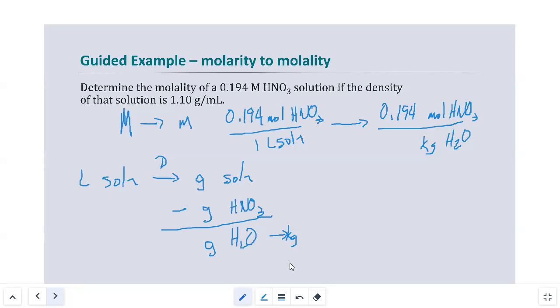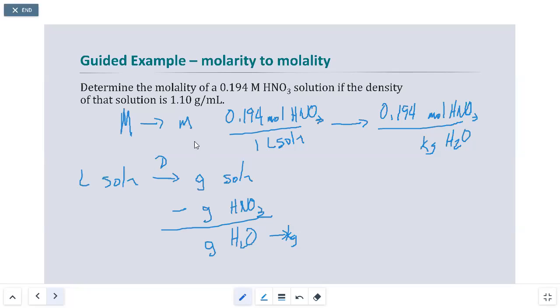Because remember, all that we had to do really in the mass percent calculations, we had to turn the moles into grams, and we had to turn the liters of solution into grams of solution by applying the density. Two relatively simple conversions. Well, these are two relatively simple conversions as well, but we're either going to have to add them or subtract them to get them to work.